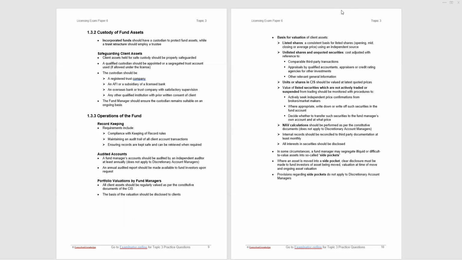Now, I've made some detailed analysis of the basis for valuation. Be aware of it. Yes, some of these points can come up in a question, which makes it quite niggly.